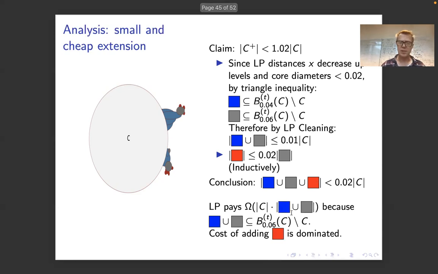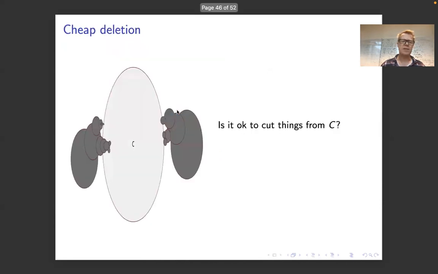And we have a similar argument, or the same analysis also gives us that the LP pays a lot for these things. So it basically pays C times blue times gray, because these are things that are too close but outside. And it will also pay for red because the cost of that is dominated. So this is how much the LP pays. And every time we add something to a cluster, we pay at most 1 times the size of the cluster. So the things are kind of adding up very nicely. We have a similar argument about how we lose things, the same thing.